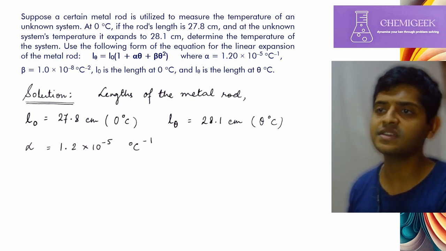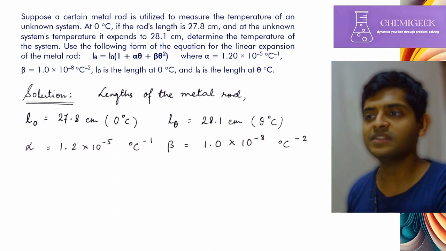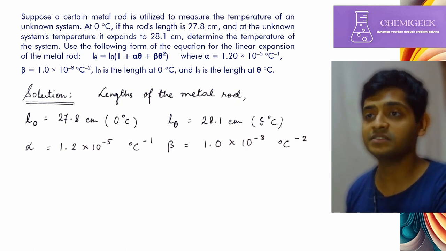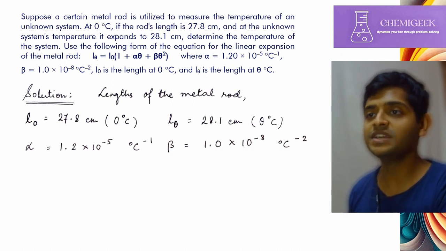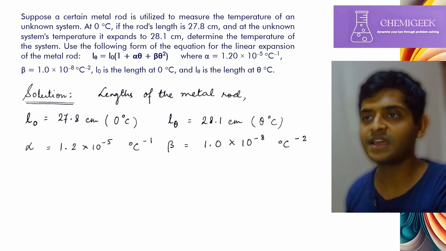Now there are two constants, one is alpha and one is beta, and these constants have been given in the question, and this equation can be used to see how much will be the change in the length. So L theta, that is the final length, or let's say the length of the rod at the theta temperature, will be equal to L0, that is the length of the rod at 0 degrees Celsius, multiplied by 1 plus alpha theta plus beta theta square. So now alpha and beta are given.